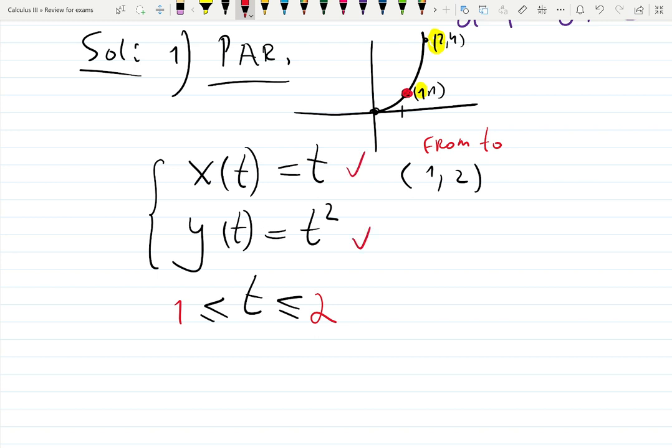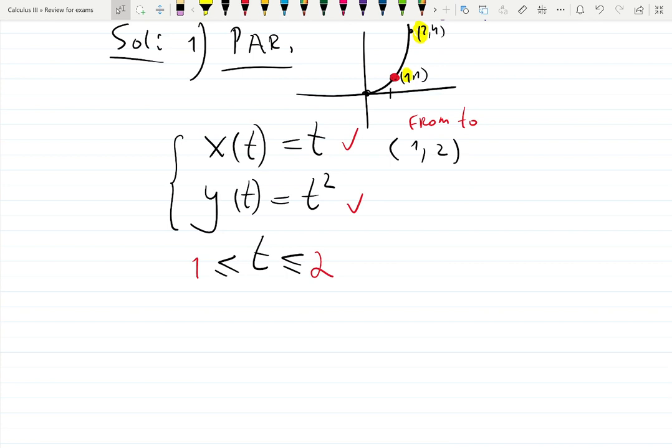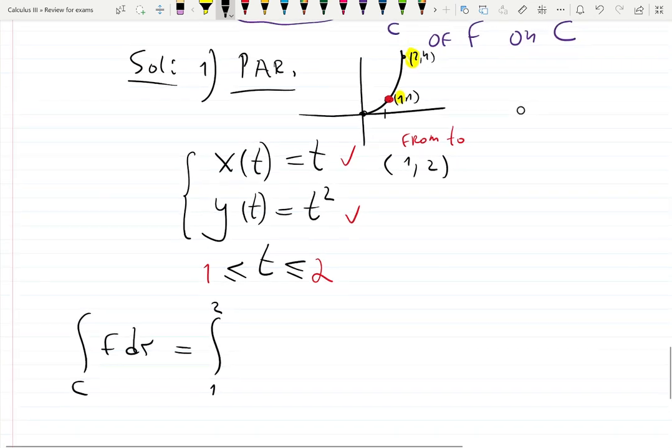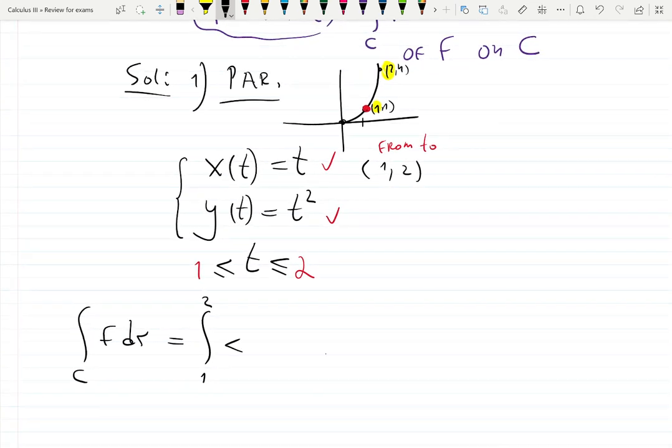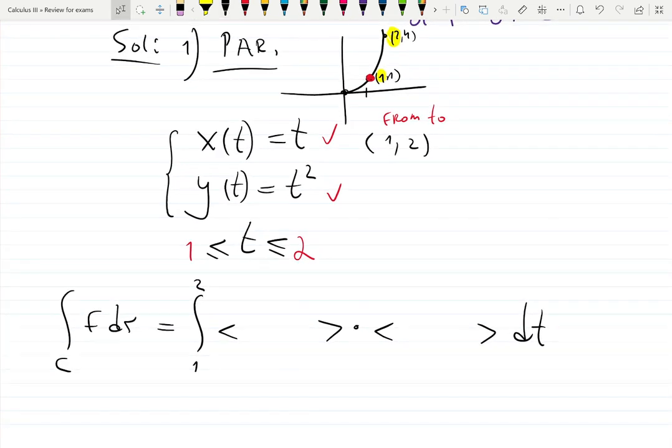When you're done with parametrization, let me finish the example to make a big picture. Then you do exactly what you did with the square root, but one step off. You don't do the square root. You will have the integral over C of F dr. You should see it kind of triggers you. F dr, no square root needed. It's going to be the integral from 1 to 2 of the dot product of two vectors, dt.